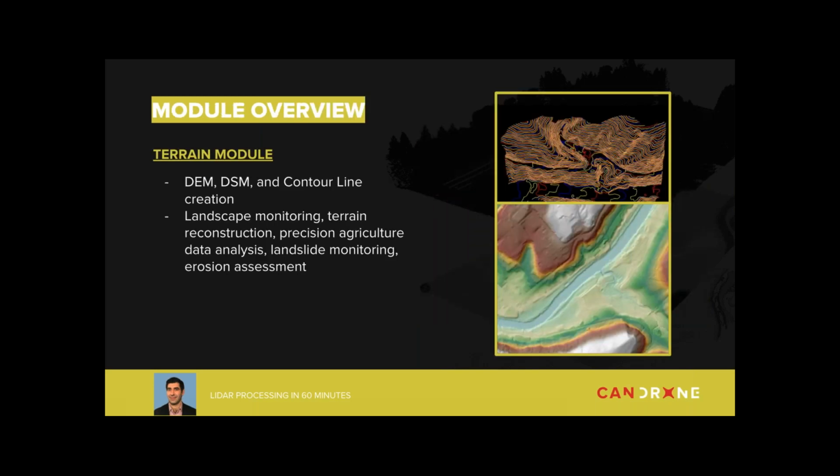Now, the terrain module allows you to create digital terrain models and contour lines from any point data. The output is essentially a bare earth model, which allows you to scrub any objects such as trees from your point cloud. This is really important for a variety of use cases, such as analyzing the topography and doing slope calculations. Pricing for the terrain module is $1,500 US.